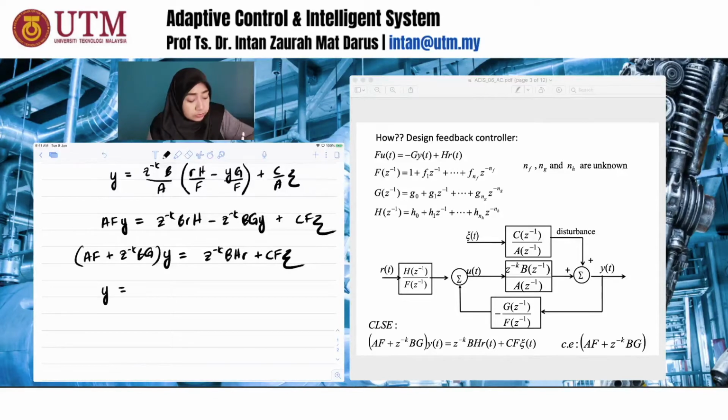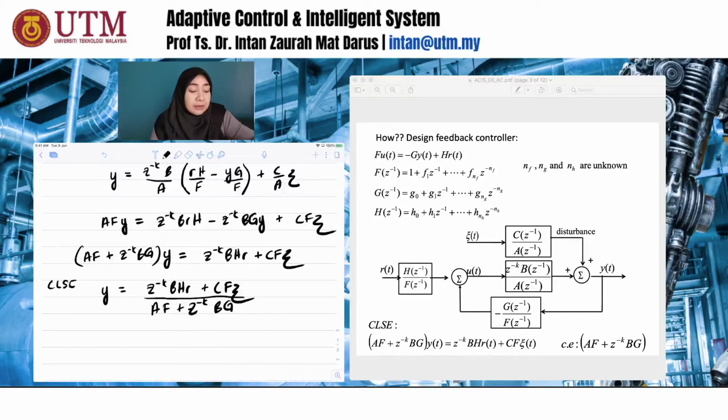Then from there I can rewrite in terms of Y again. Y is equal to Z minus KBH with R plus CF with zeta, the whole lot divided by AF plus Z minus KBG. So now this is your closed loop system equation.